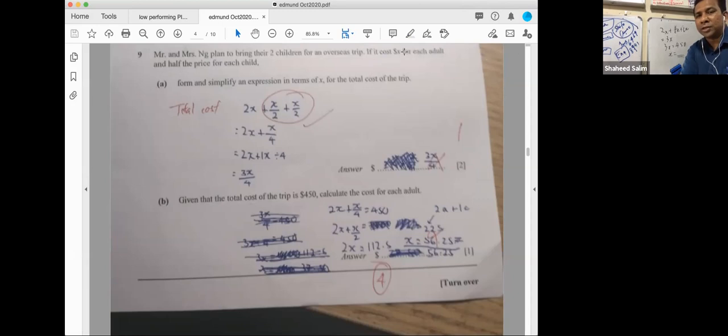So you look at what is x. x is actually the price of the adult ticket, right? So 150 is the price of the adult ticket. That's it. So it was carelessness on this part only. If you had gotten this correct, you would have gotten the rest correct. Be careful. You can get an A.